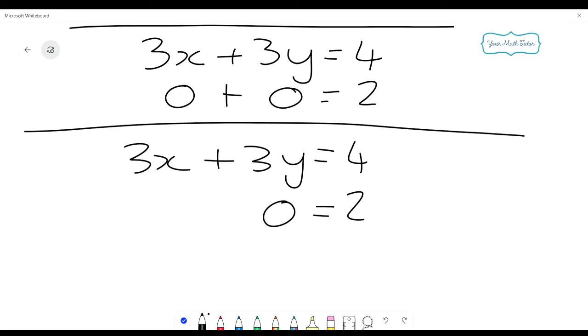So we classify this system as inconsistent because we do not have a solution for y. Therefore, we cannot substitute into equation 1 and find a solution for x. So therefore, this system is an inconsistent system of linear equations with no solutions.